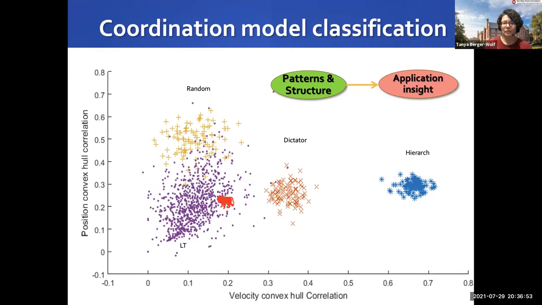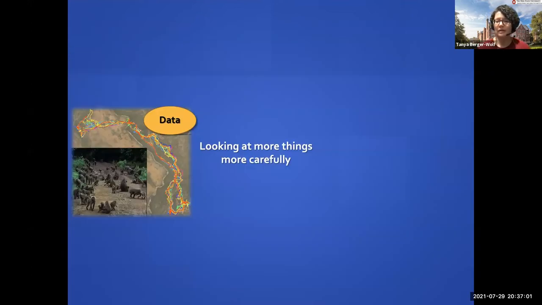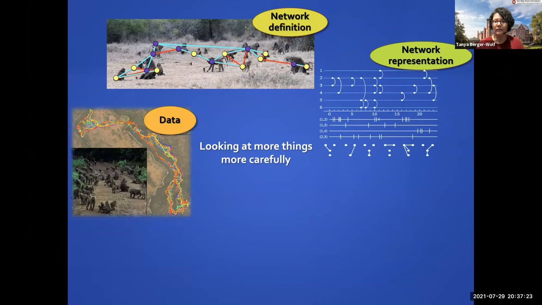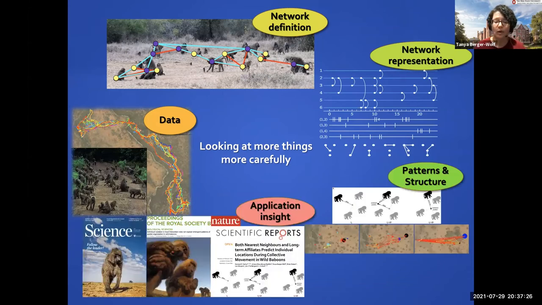And to me, what computational approaches really bring into the scientific process is the ability to look at more things more carefully. So we bring more data. With these computational approaches for network inference, when you have a lot of data, it is now possible to sort through possible definitions, through possible parameterizations, and really ask, what is the right network model? And extract patterns and structure that hopefully provide insight and answer questions that we couldn't answer before, and even ask questions that we couldn't ask before. So this is looking at more things more carefully and finding really new questions and answers.